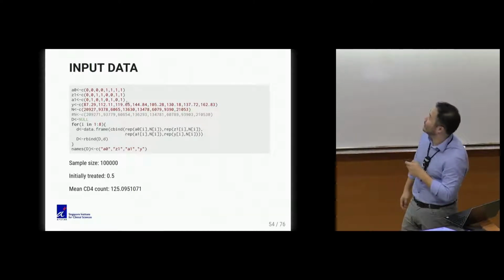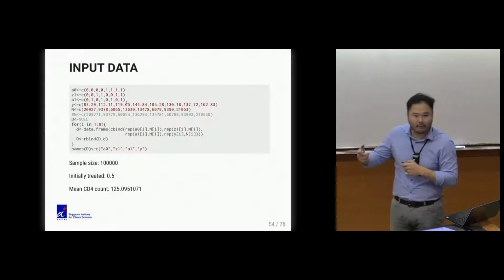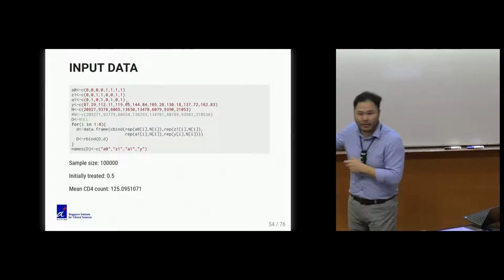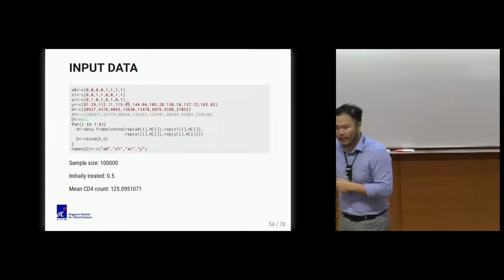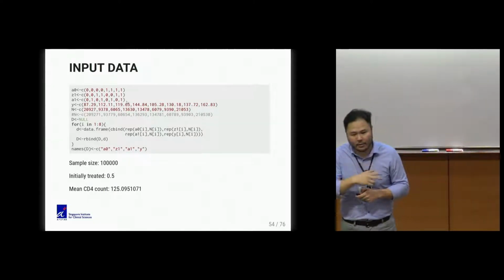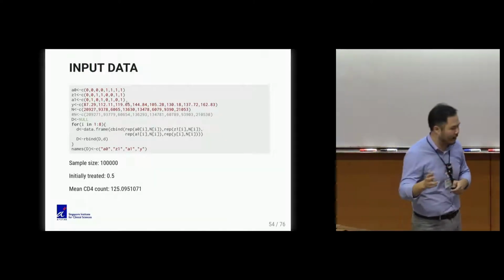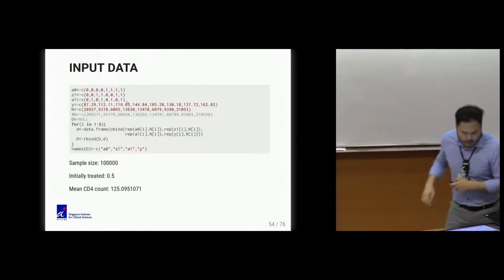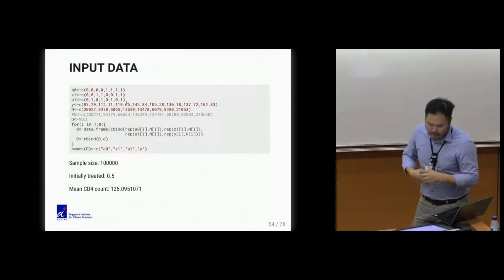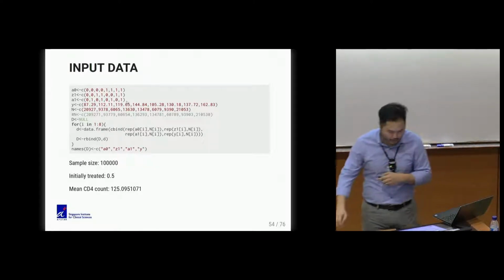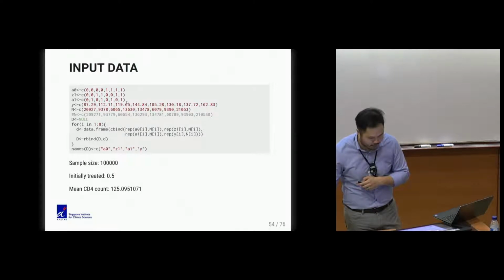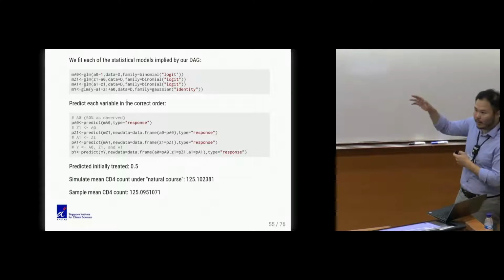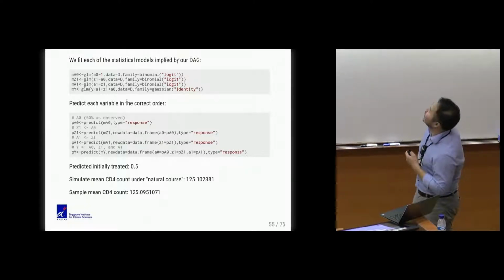And you see that we've sampled a 100,000 population, and because it's a simulated trial, we've initially treated half the population. So half the population at T0 is treated, so A0 equals 1, half is A0 equals 0. And we observe the mean CD4 count in this population, just weighted by the observations, to be 125, which is actually quite low.